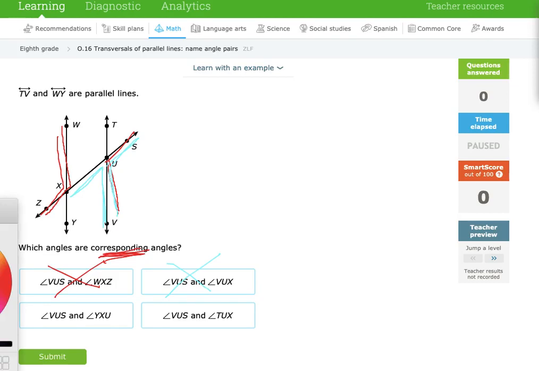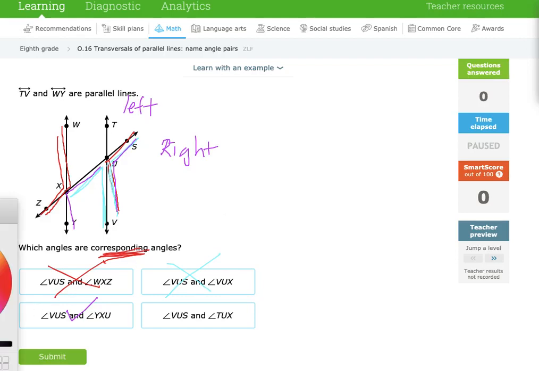Okay, let's get another one going. Angle VUS, they really like this one, and YXU, that's over here. Okay, this is more promising. They're both on the right-hand side, if we want to think about this as the right, and this is the left. Again, I'm slanting my head a little. And they're both on the top, so that one looks like it'll work.